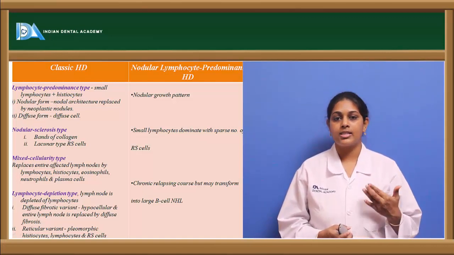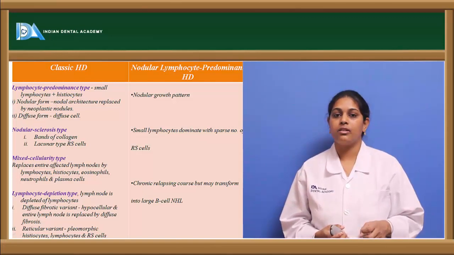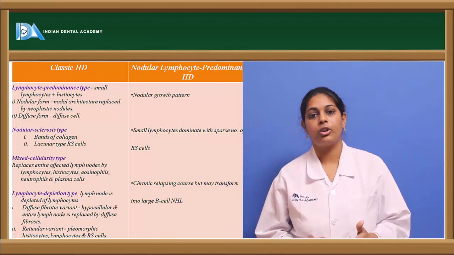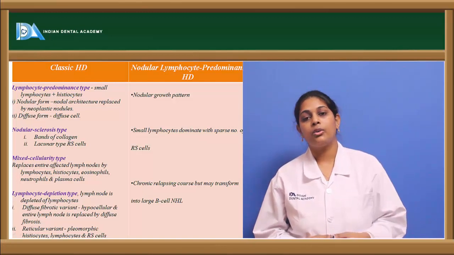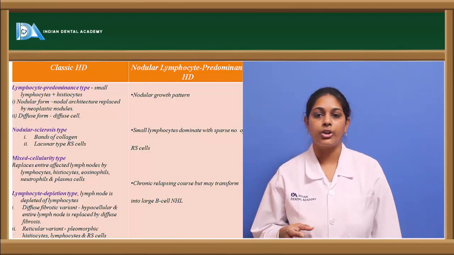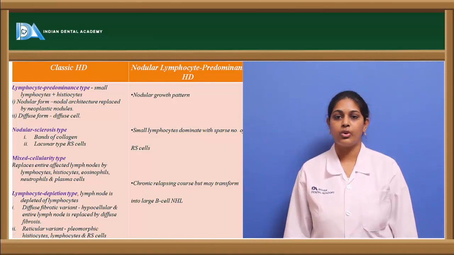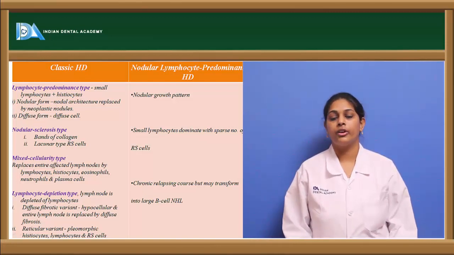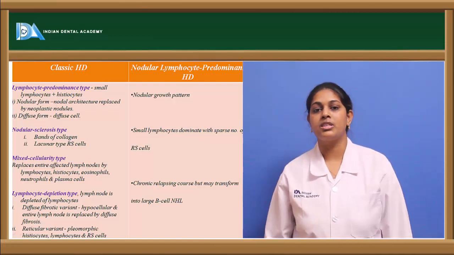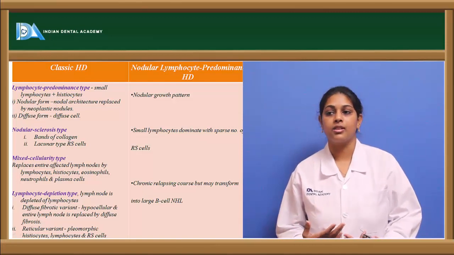Then coming to the next type, that is nodular lymphocyte predominant Hodgkin's lymphoma. As the name itself suggests, the lymphocytes are the predominant cells seen in this type. Other than that, we also see neoplastic cells which proliferate and result in a nodular growth-like pattern. The lymphocytes present predominantly are small lymphocytes, with a few Reed-Sternberg cells when compared to classic Hodgkin's lymphoma. We find few Reed-Sternberg cells, since lymphocytes are the dominant cells.